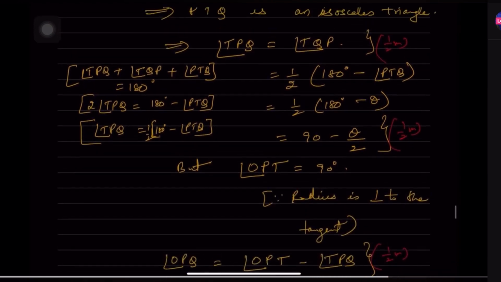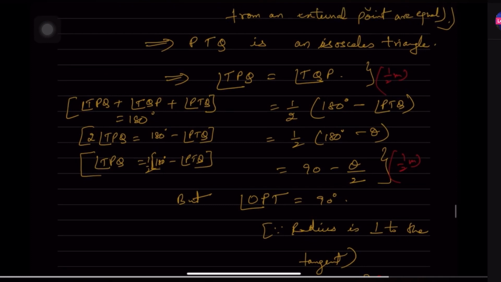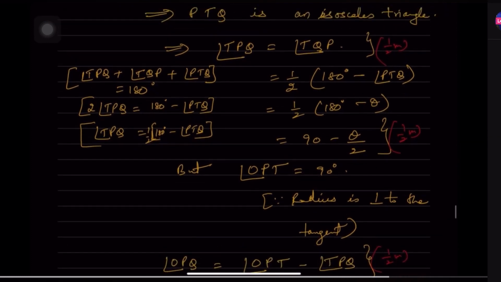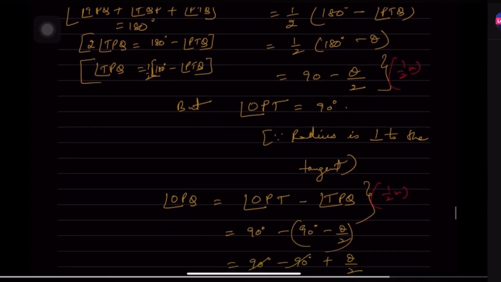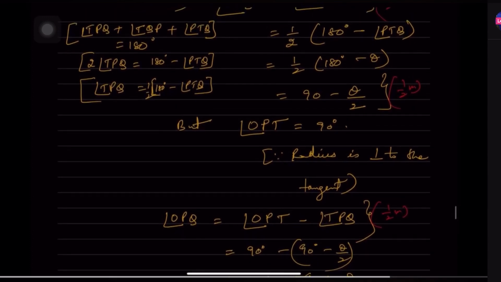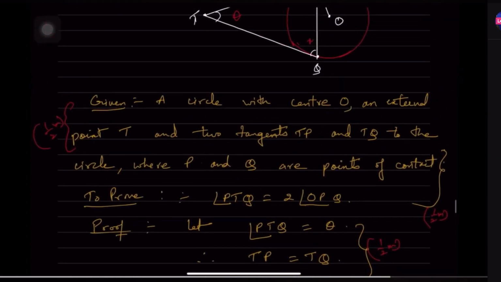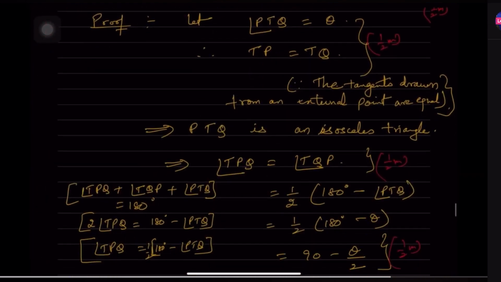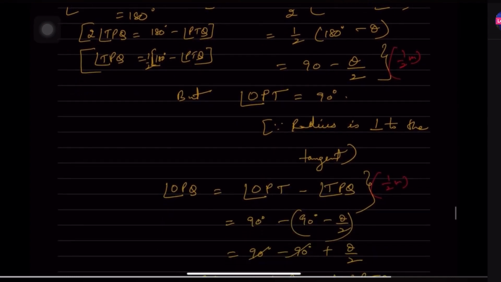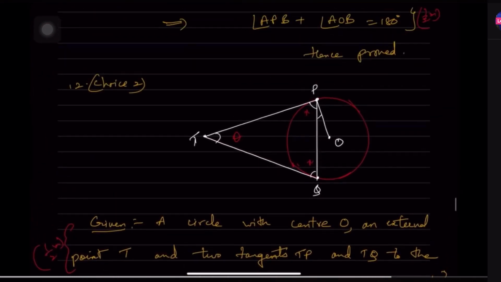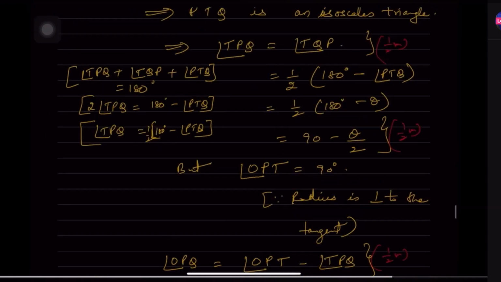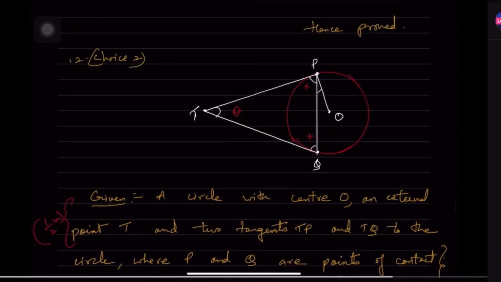But angle OPT is equal to 90 degrees since the radius is perpendicular to the tangent. Therefore angle OPQ is equal to what we have, angle OPT minus angle TPQ, isn't it? In order to find out this angle, this bigger angle minus this smaller angle, that is x.